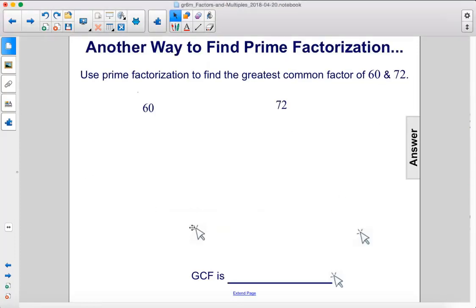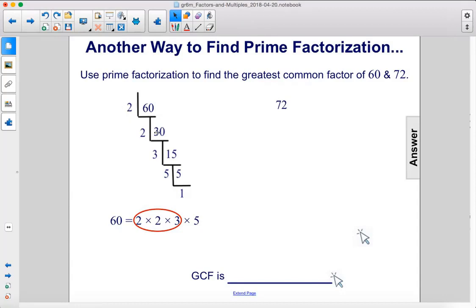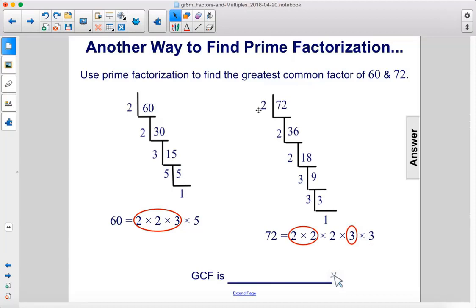Here's another way to find it. 60 divided by 2 gives us 30, divided by 2 gives us 15, divided by 3 gives us 5, divided by 5. So we have 2 times 2 times 3 times 5. On this side, we just do the same process, and we see that we get 2 times 2 times 3 in both of these. So the greatest common factor is 2 times 2 times 3, which is 12.